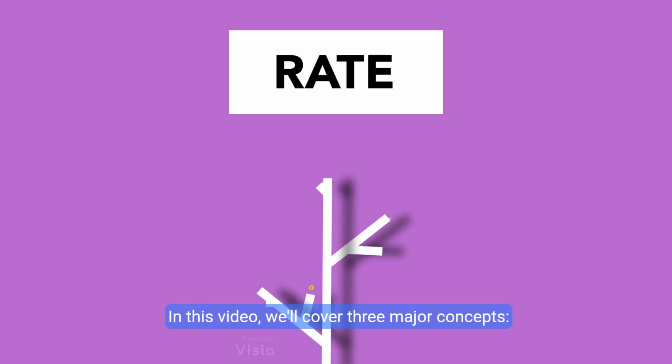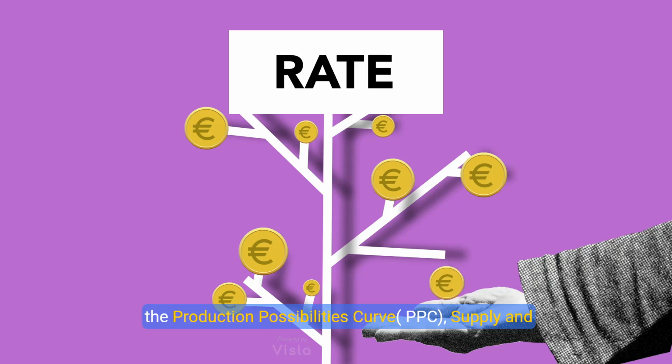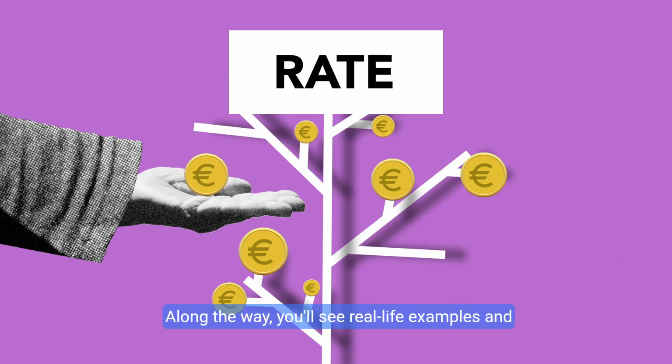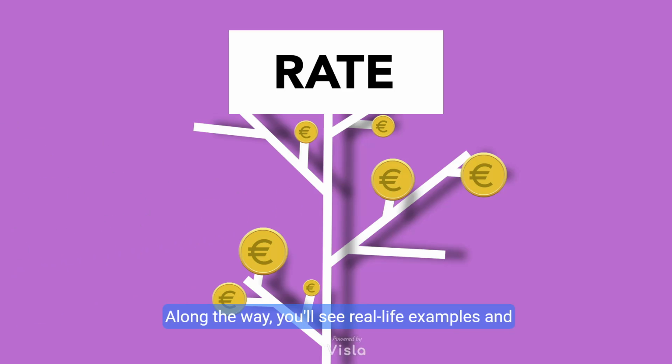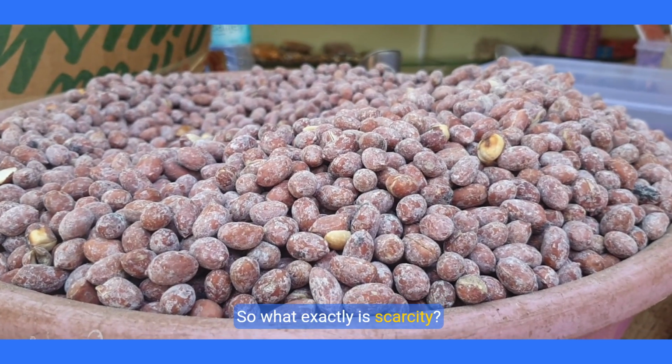In this video, we'll cover three major concepts: the production possibilities curve, PPC, supply and demand, and how scarcity shapes resource allocation. Along the way, you'll see real-life examples and even some tips on how to answer AP exam questions about these topics. So what exactly is scarcity?